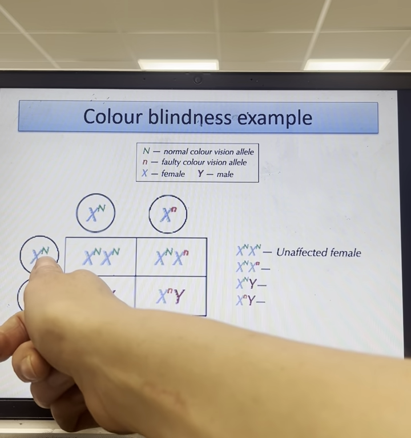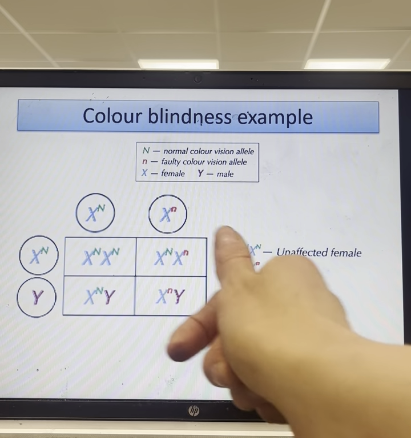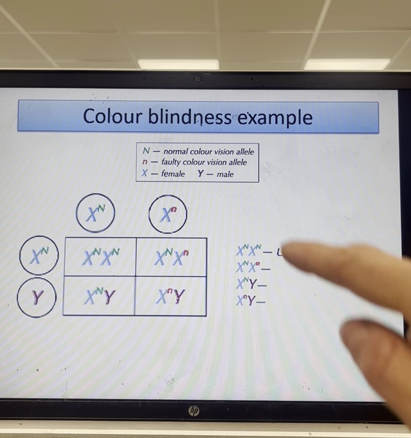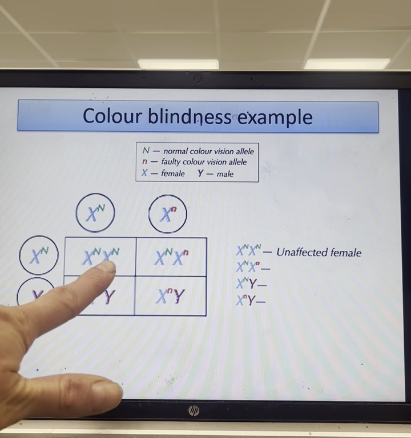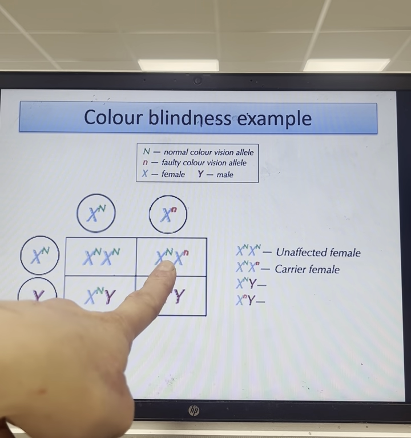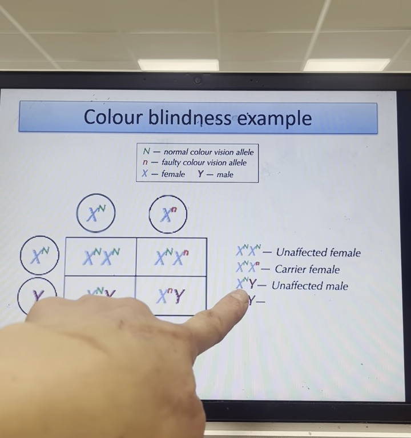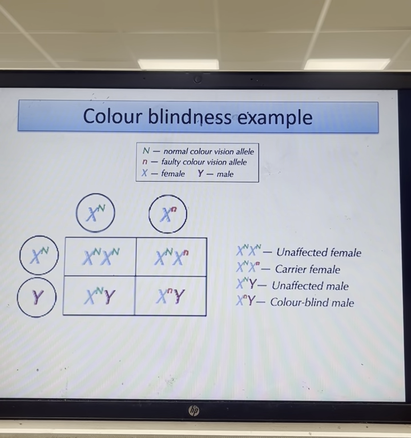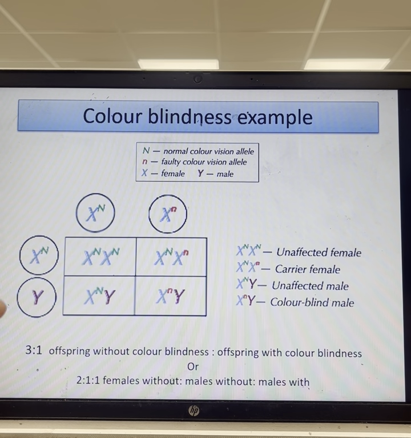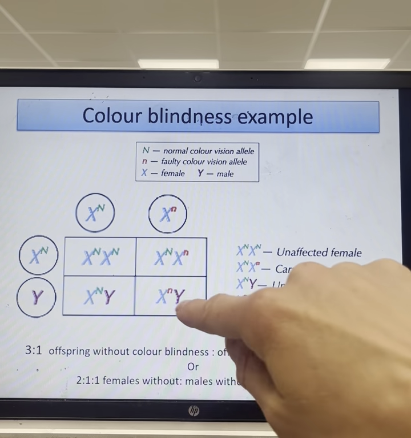Because this one is an OK copy, it's the dominant one, they've received that, there is 0 chance you're having a colourblind daughter. So we've got here an unaffected female because they're homozygous dominant, a carrier, so they are heterozygous, but they don't present because they've got a dominant capital, an unaffected male here, and then that one, your colourblind male. So I spoke to you about percentages, that would be 25% chance of having a child with it, 50% of having a boy.